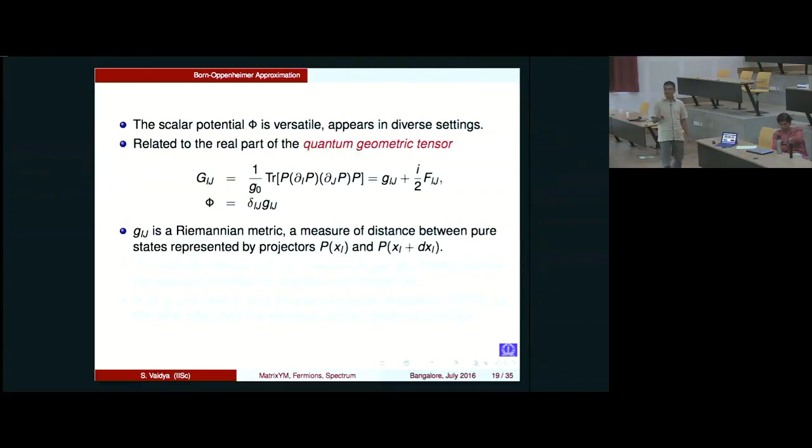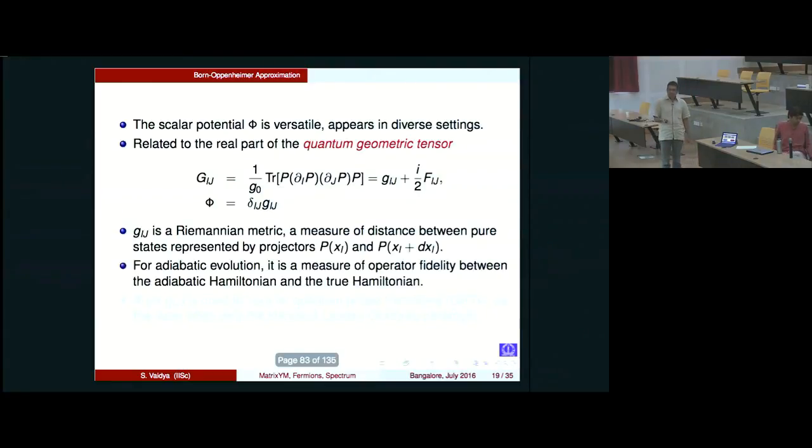The real part, G, is a Riemannian metric, and it measures the distance between pure states corresponding to projectors at position x and position x plus dx. For adiabatic evolution, this is a measure of operator fidelity. So it tells you how close the adiabatic Hamiltonian is to the true Hamiltonian.